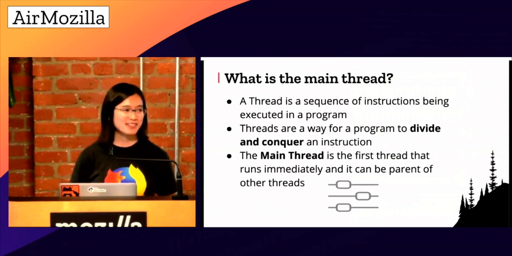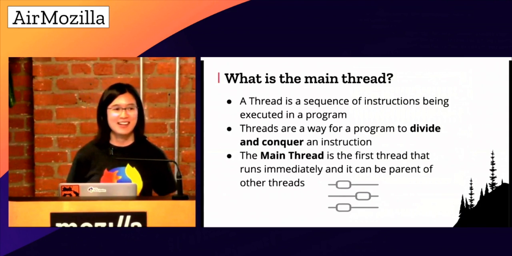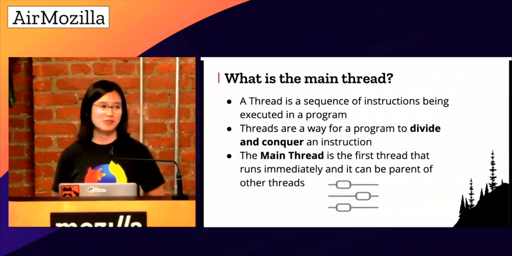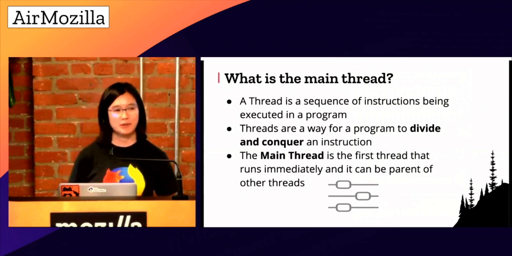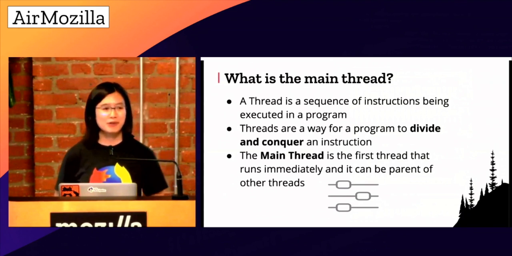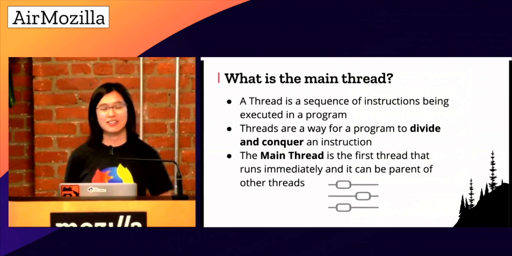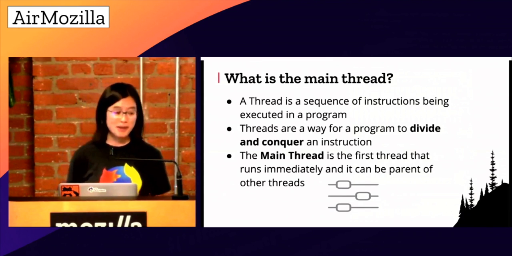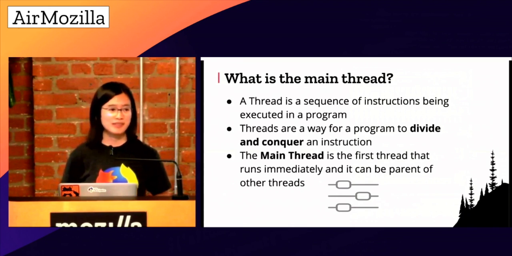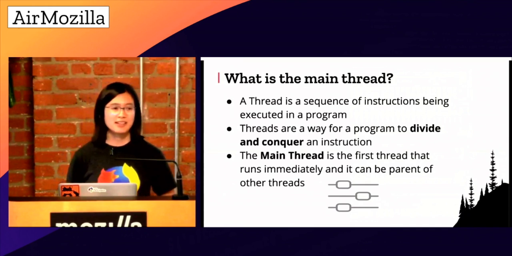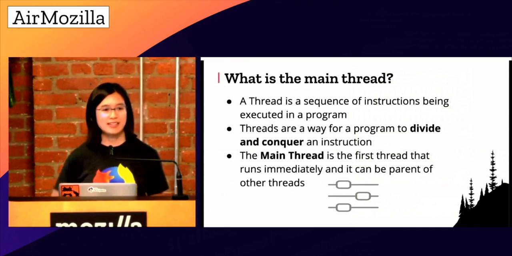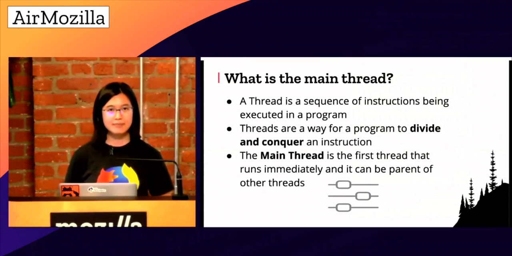Some of you may be wondering, what is a main thread? A thread is a sequence of instructions being executed in a program. Threads are a way for a program to divide and conquer an instruction. The main thread is important because it is the first thread that runs immediately in a program. It is a parent of all child threads, and it is the last thread of execution in the program.